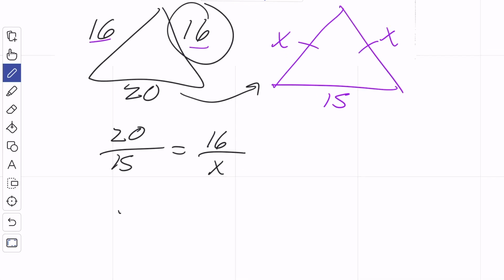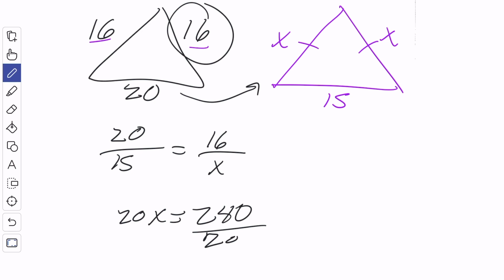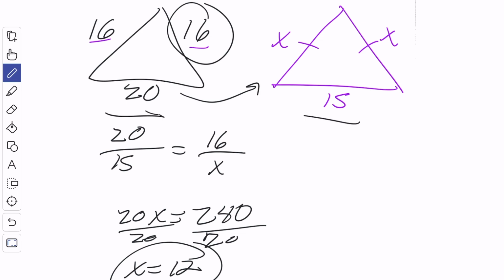We cross multiply, so we get 20x is equal to, and 15 times 16 is 240, divided by 20, so x is then equal to 12. So that means that the other two sides have to be 12 in order for this to be correct. And same thing, since it's an isosceles triangle, we didn't really have to think about how to correspond. We knew that the largest one has to correspond with the largest one, and the other two are the same, so it's going to follow the same ratio anyway from the way it's growing.